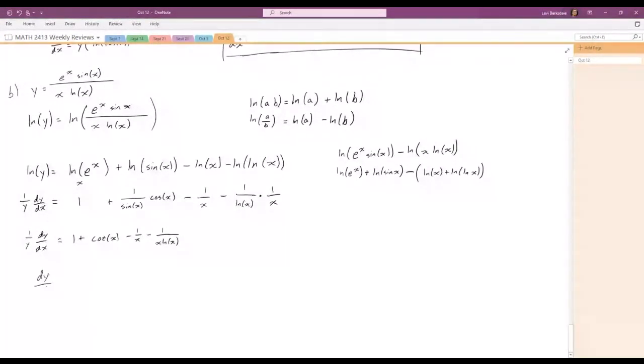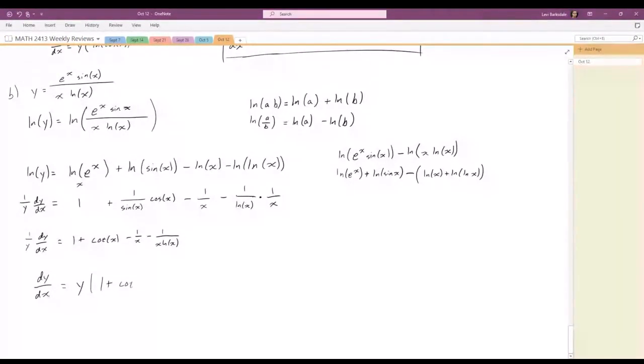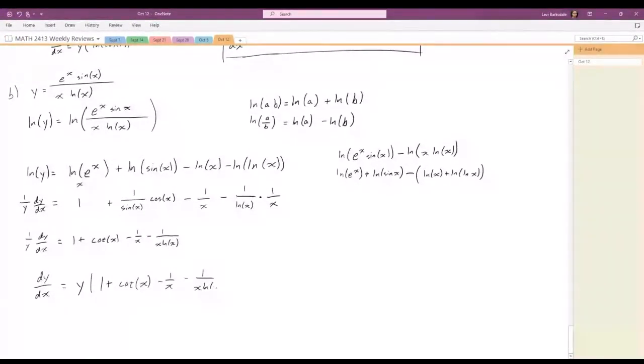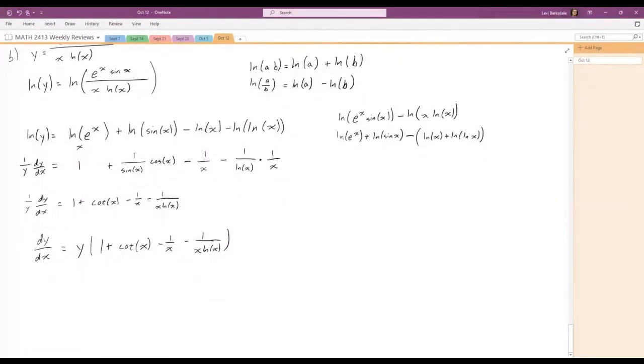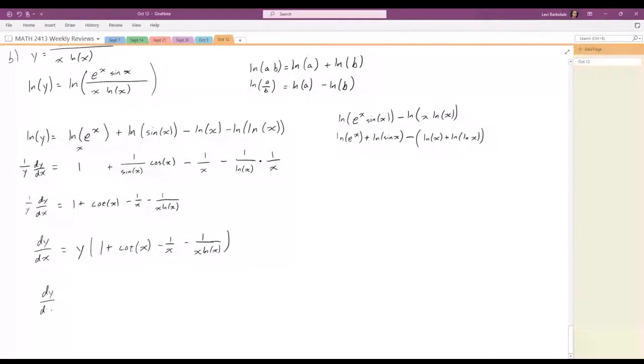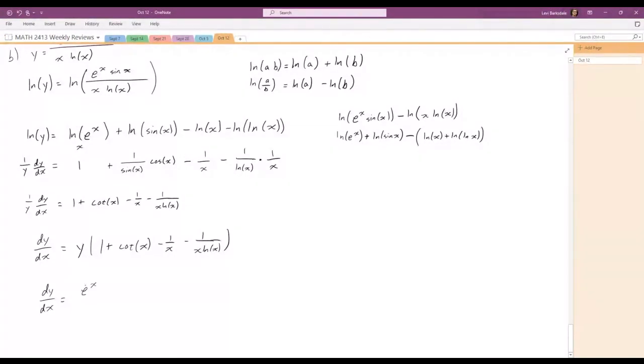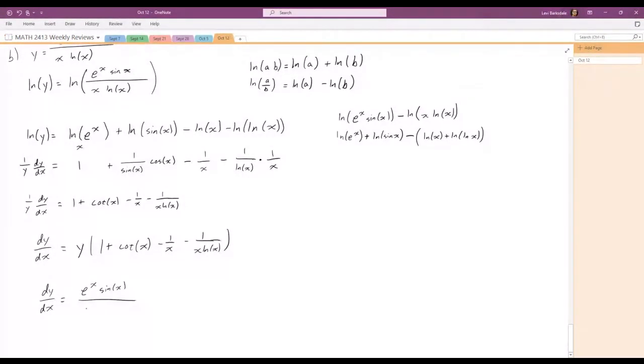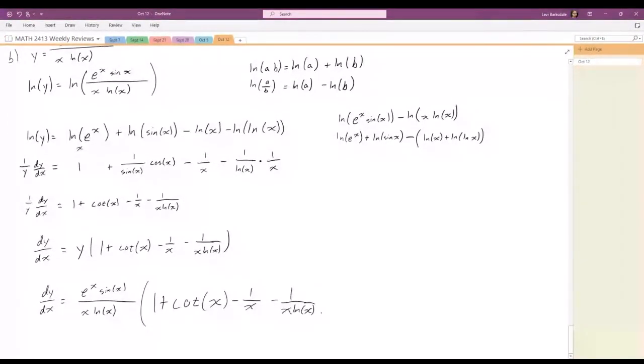So then, multiply both sides by y. And then we can substitute y back out. Any questions?